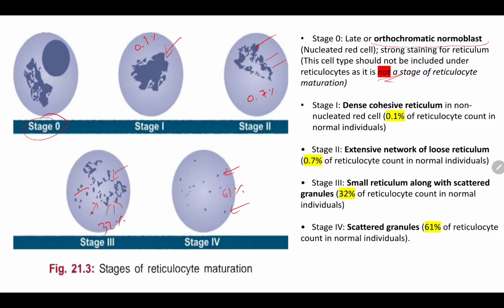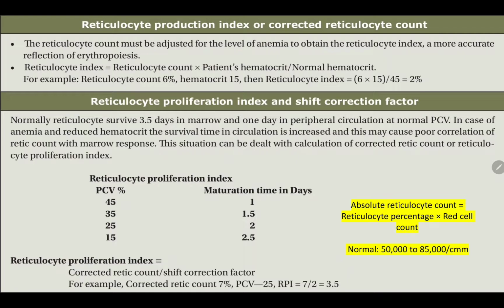of total retics. Now, the different parameters of reticulocytes are the corrected retic count, also known as the reticulocyte production index. The formula for the corrected retic is the retic percentage multiplied by the patient's HCT over the normal HCT. For calculation purposes, the normal HCT is taken as 45. So by this formula we can calculate the corrected retic.